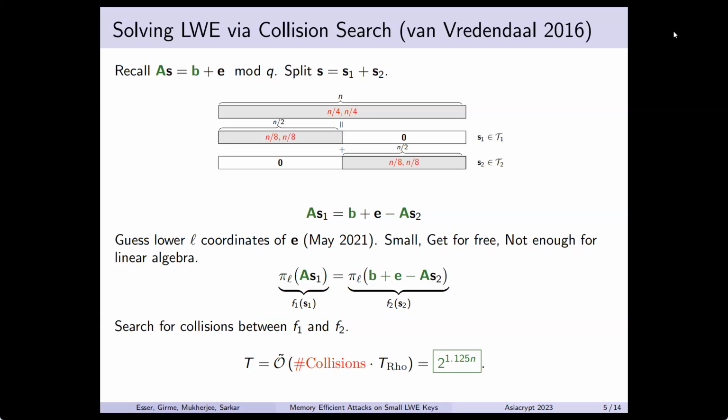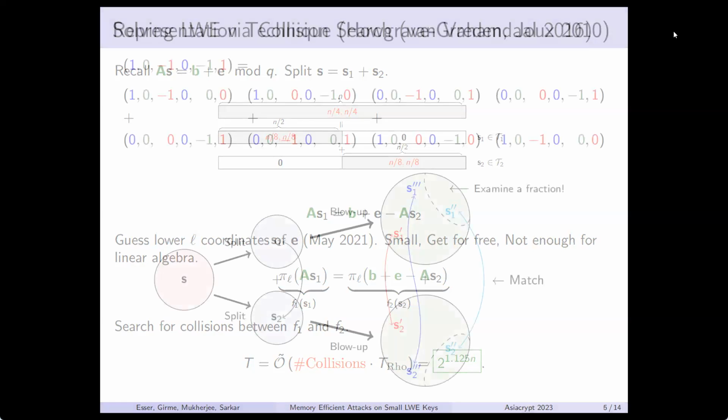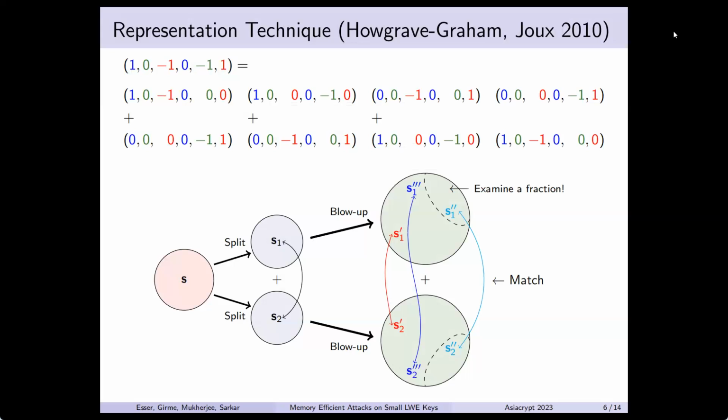1.125, right? And now to improve this, May uses the representation technique which was introduced by Howgrave-Graham and Joux in 2010 in the context of subset sum. So just observe that the first vector on the top can be represented in 4 ways, right? So if you just add each pair of vectors, you always get this top vector. So what is the idea? The idea is that we have to find this S, right? And previously we just split S as S1 plus S2, right? And we had to find S1 and S2 to actually recover the solution.